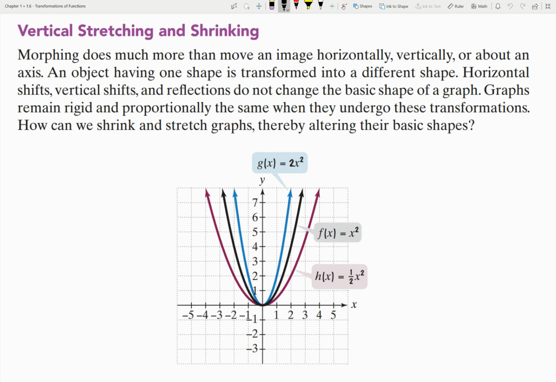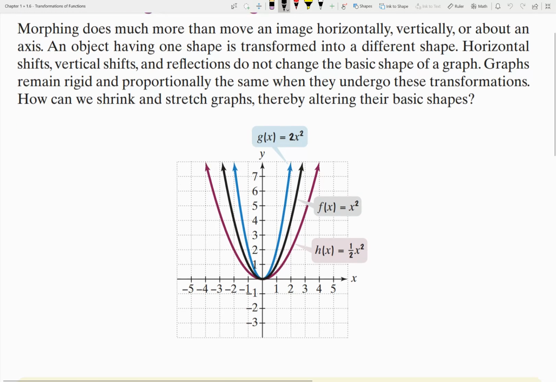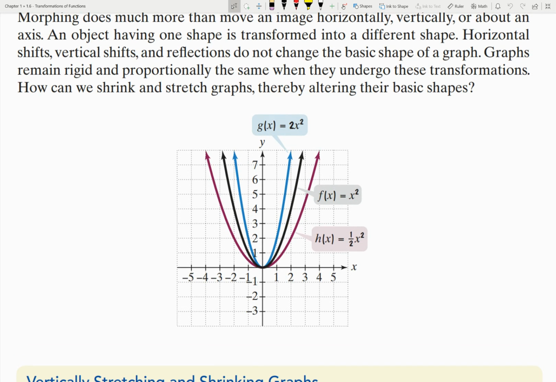Okay, so next is stretching and shrinking. So morphing is going to do more than move the image horizontally, vertically, or about an axis. It is going to change it into a different shape. Horizontal shifts and vertical shifts and reflections don't change the shape. They just move the thing around. They remain rigid and proportionally the same. Yeah, they're in a different spot, but they're basically the same shape. You can see from these three graphs of the parabola that the blue one is skinnier and the red one is a little bit wider.